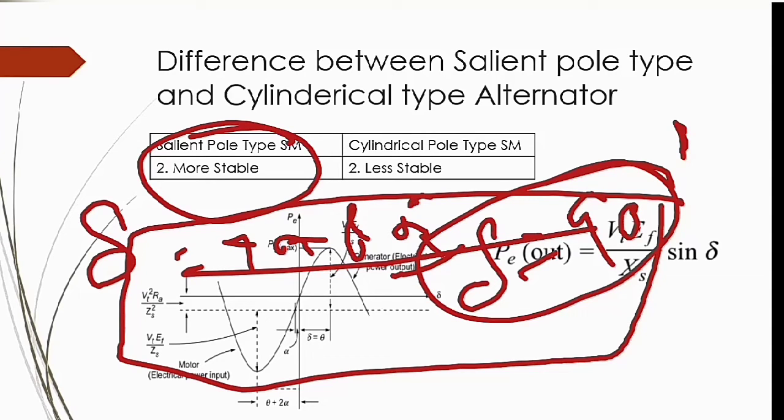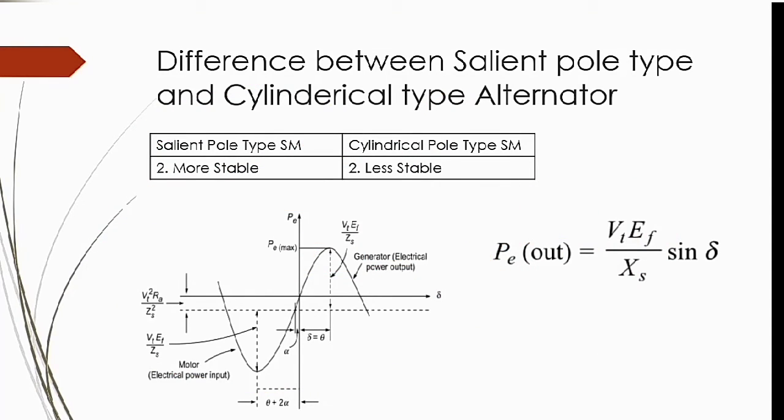So through this you can say the maximum power is higher in case of the salient pole type synchronous machine. So we can say the steady state limit is higher in salient pole type synchronous machine as compared to cylindrical pole type synchronous machine. That is why it is more stable actually. So in this way you can also understand this point.